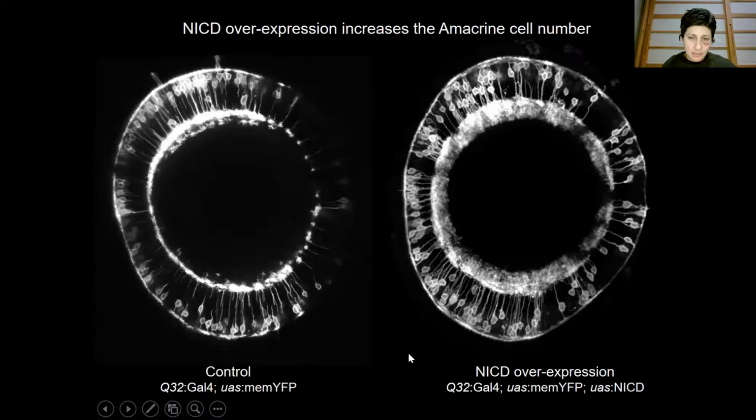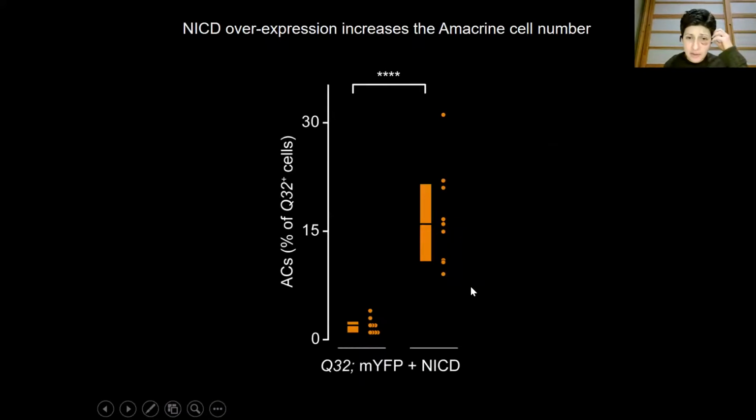The opposite, in terms of gain of function, we could do, fortunately, genetically, and we were able to overexpress the NICD, this Notch intracellular domain, exclusively in the Q32 GAL4 line, and could show, and I hope you can see, that these orange dotted cells are an excess of amacrine cells when NICD is overexpressed. This is quantified here, so there's way more than doubling of the number of amacrine cells in the Q32 lineage compared to wild type.